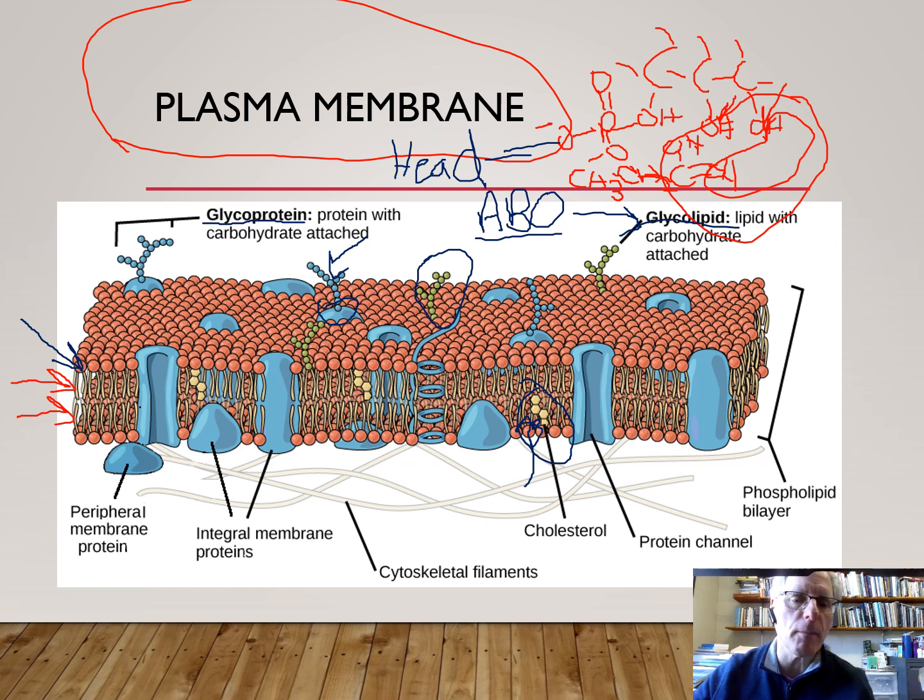Proteins inserted in the membrane are called integral membrane proteins. If a protein just hangs out near the membrane but is not embedded in it, that's called a peripheral membrane protein. Both kinds are important.